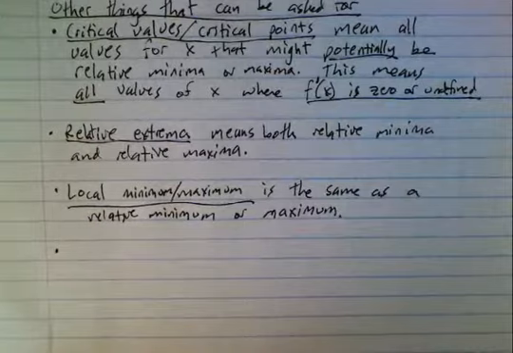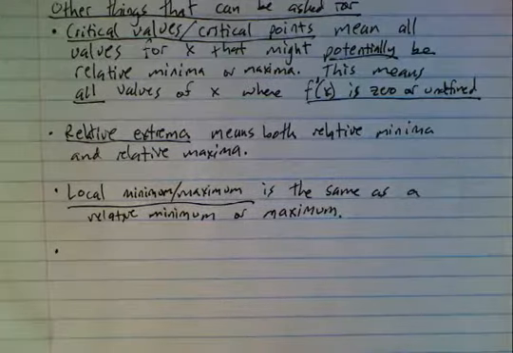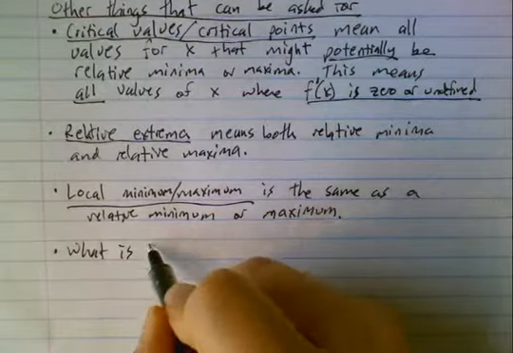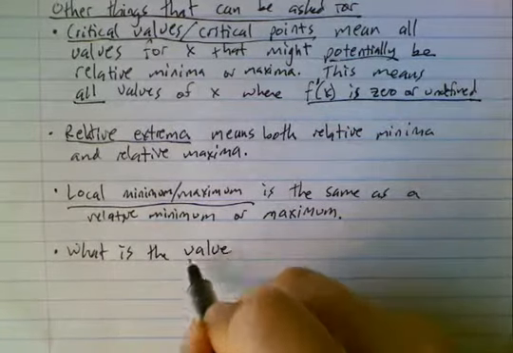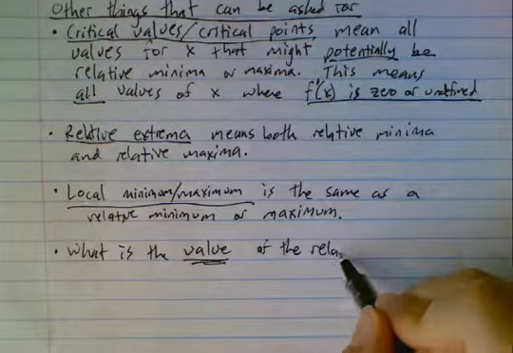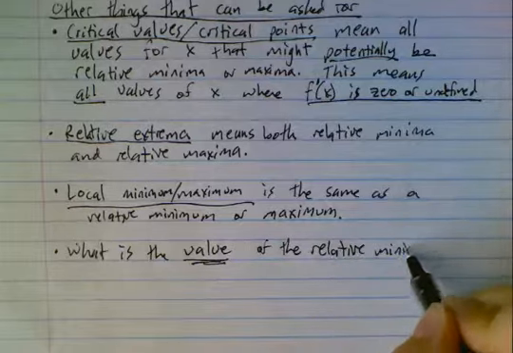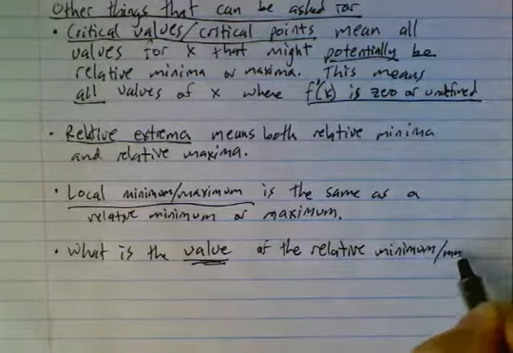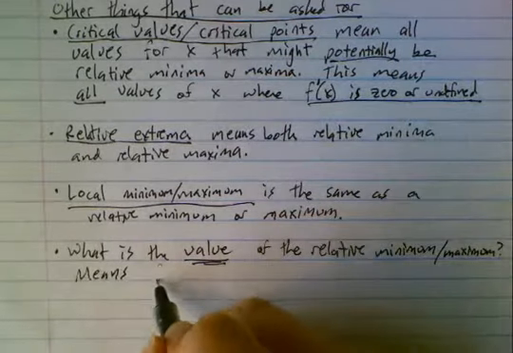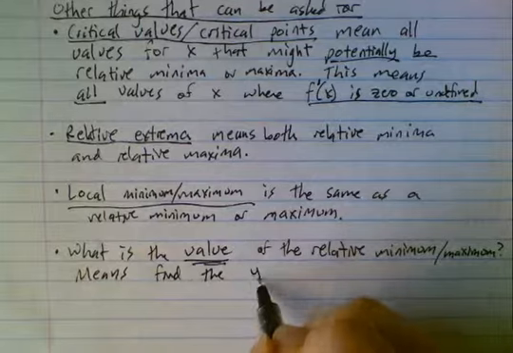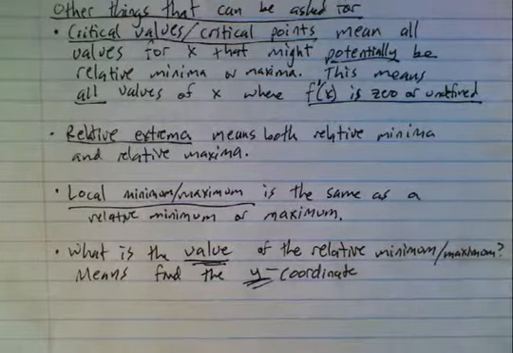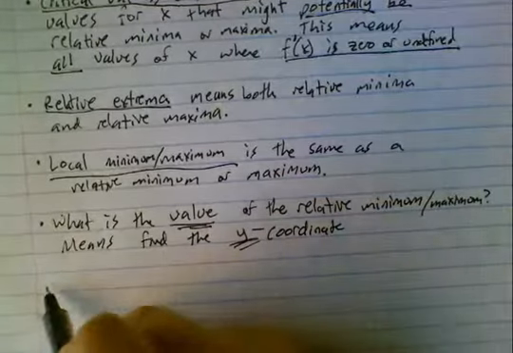And we can be asked for what is the value of the relative minimum or maximum. This means find the y coordinate, which we can do with equations much more easily than we can do with graphs.